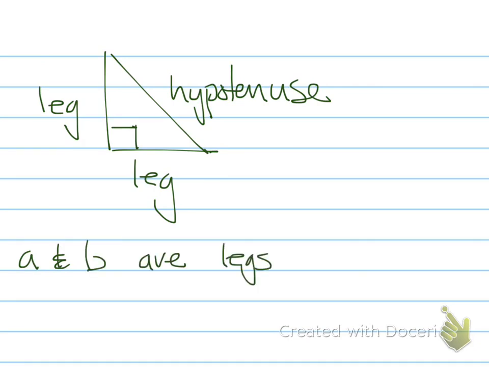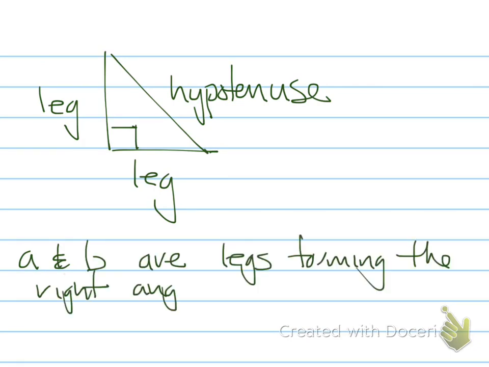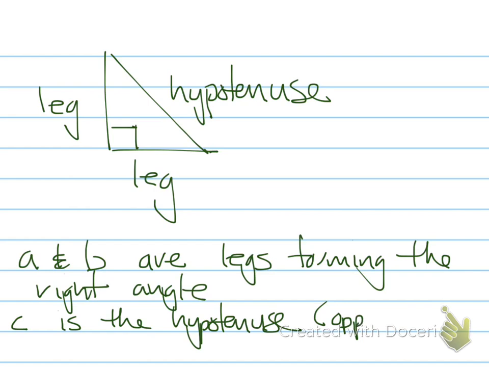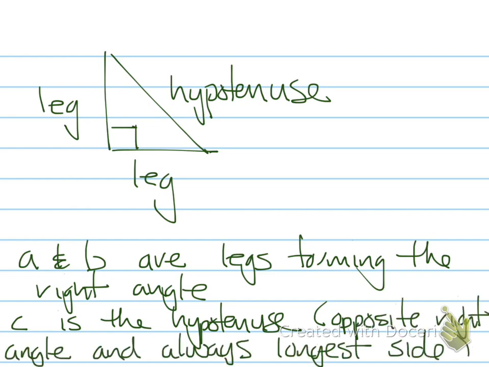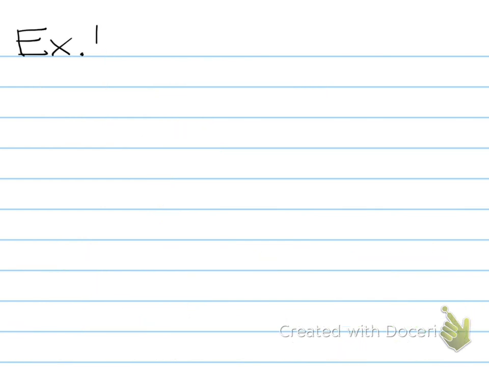Again, in all right triangles, you have two legs. The legs are the sides that form the right angle, and the hypotenuse is always going to be the side that is opposite the right angle. And note that the hypotenuse is always the longest side of all right triangles.